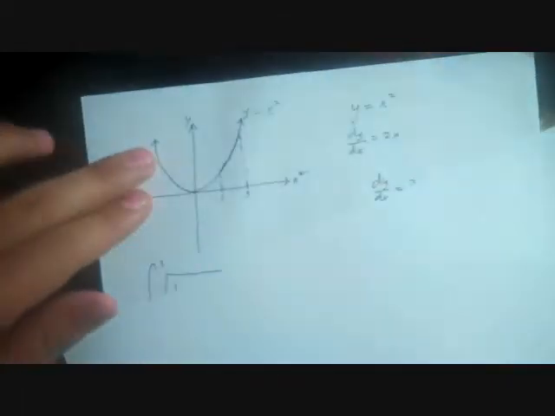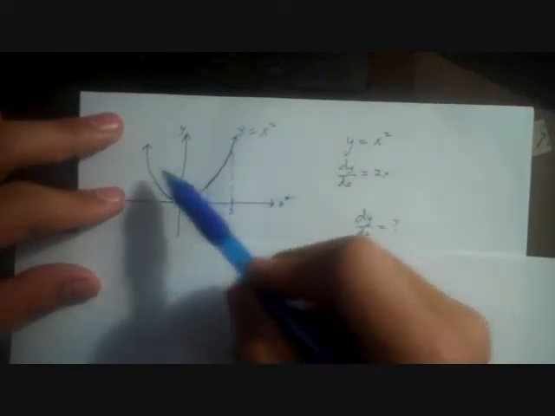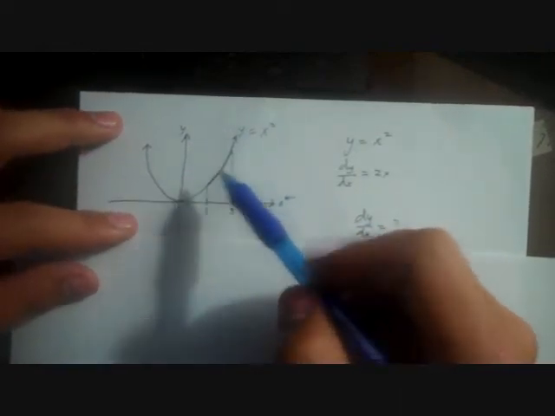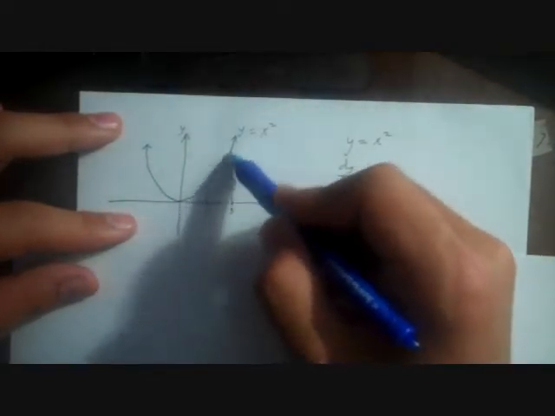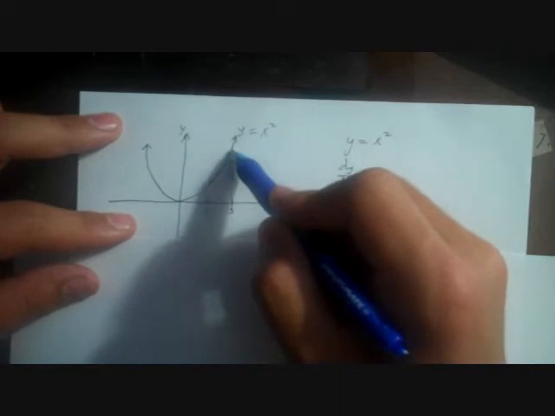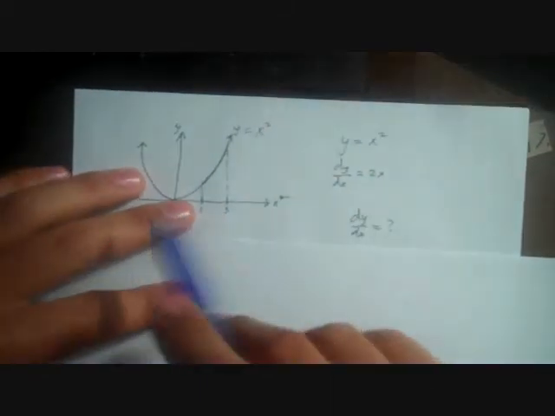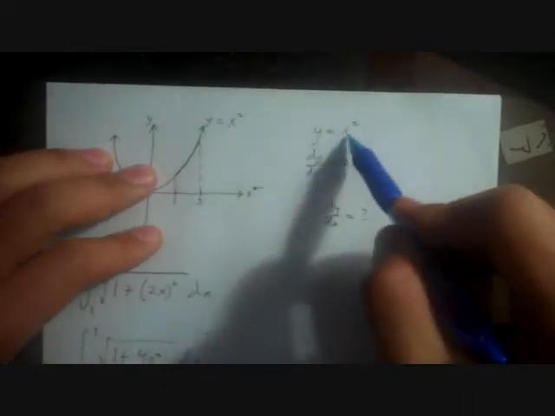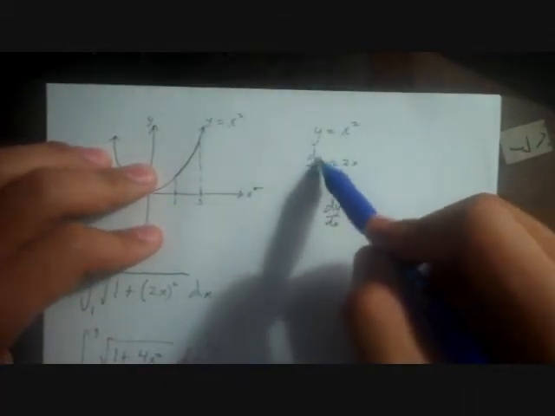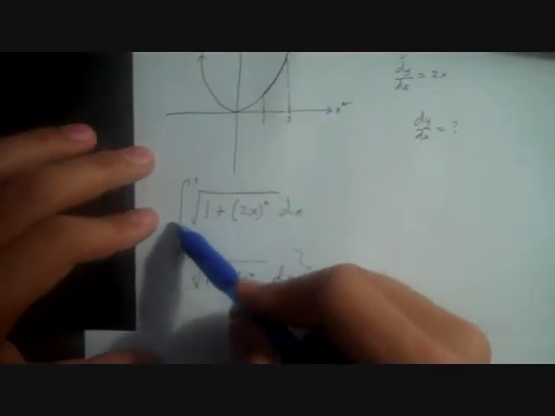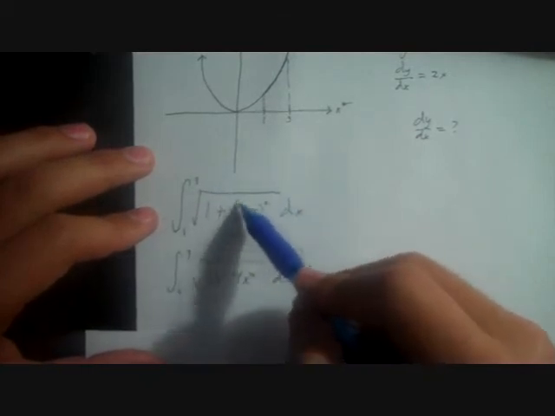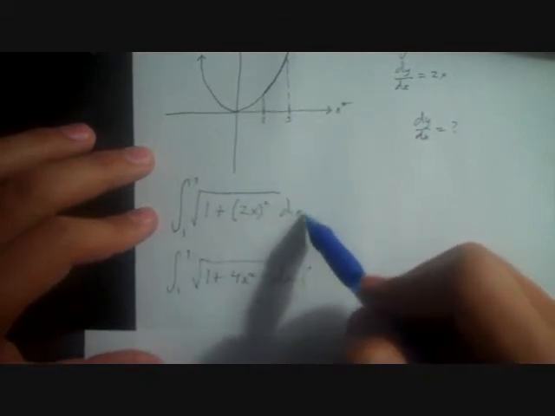So let's do an example. Say we wanted to find the length of the curve, not the area, where y equals x squared, from x equals 1 to x equals 3. So if y equals x squared, the derivative, dy/dx, is just 2x. So we'll plug that into our arc length formula. So we'll go from 1 to 3 of the square root of 1 plus (2x) squared with respect to x.